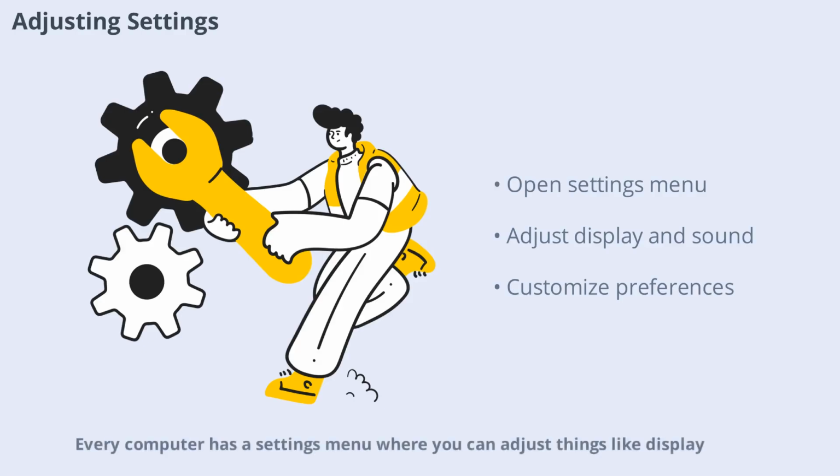Every computer has a settings menu where you can adjust things like display, sound, and network preferences. Access settings through the Start menu or System tray. Customizing your settings helps you create a comfortable and efficient working environment tailored to your needs.